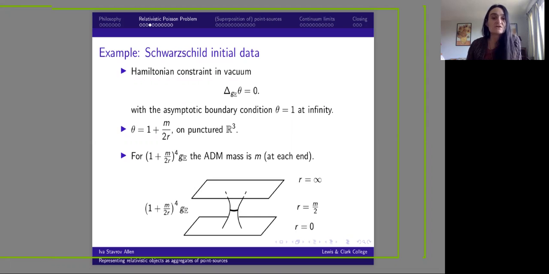Vice versa, if you think of this in terms of geometry and you look at the geometry given by this conformal factor 1 plus m over 2r, the appearance of that geometry is this hourglass shape. And there are 2 asymptotic ends, 1 at infinity and 1 at 0. And if you sit down and compute what the ADM mass is of each one of those asymptotic ends, you are indeed going to get that the ADM mass is m. And so I like to think of this particular example, which is the example of initial data for the Schwarzschild solution of Einstein field equations, as illustrating how there's this intuitive correspondence maybe between the conformal factor theta and the gravitational potential.